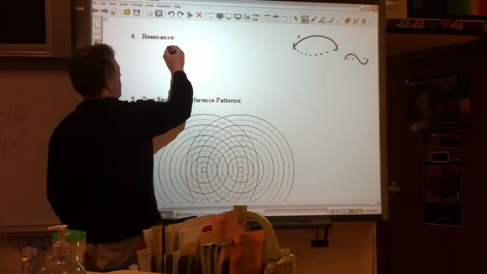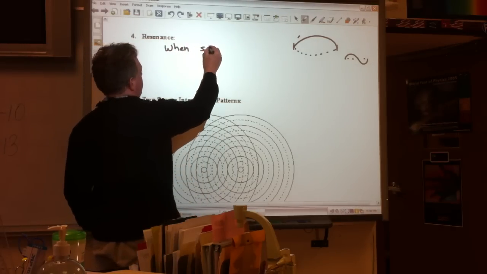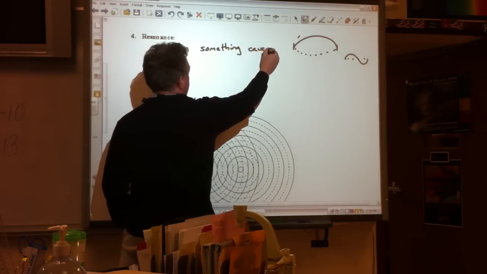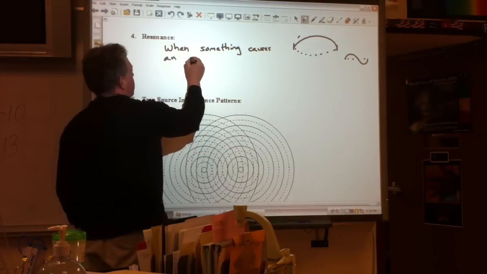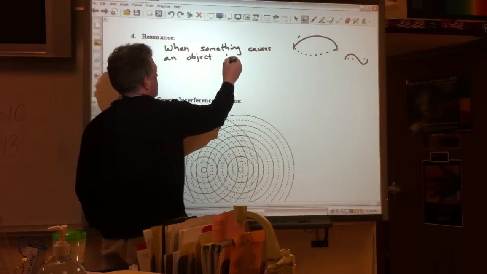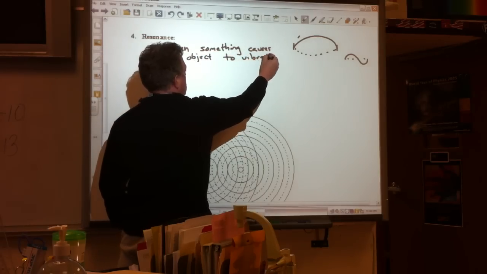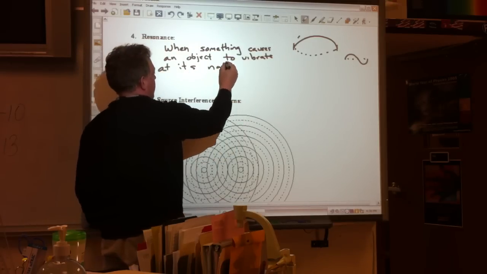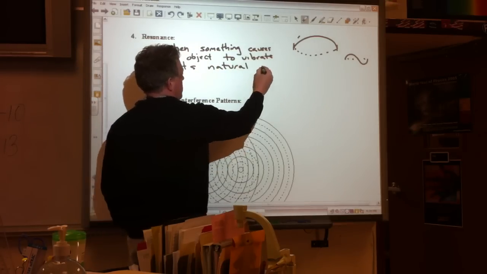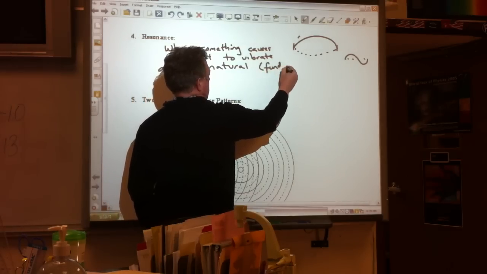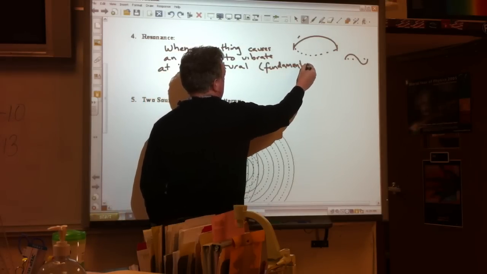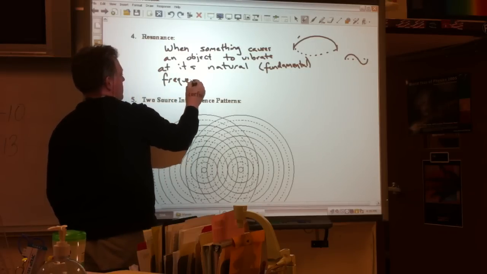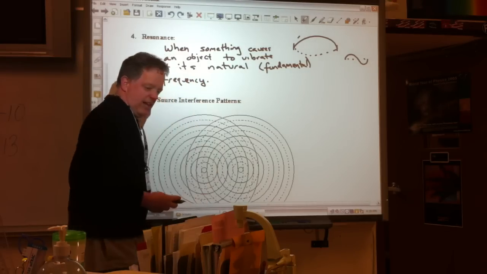Resonance is when something causes an object to vibrate at its natural or fundamental frequency. Now, there are a lot of examples of this.